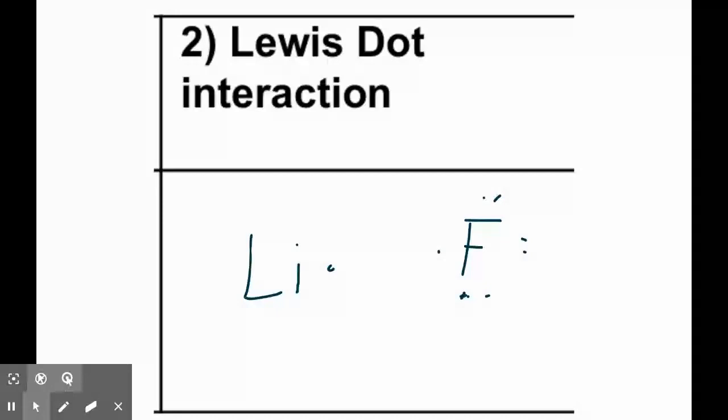And now you also need to show that the lithium is going to transfer its electron to the empty spot in fluorine. So you're going to take an arrow and show this electron is moving right there to fluorine, and it's going to pair up with that other electron there.